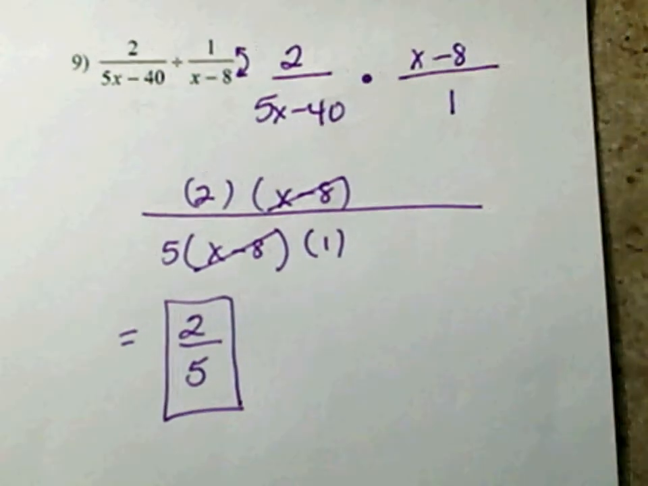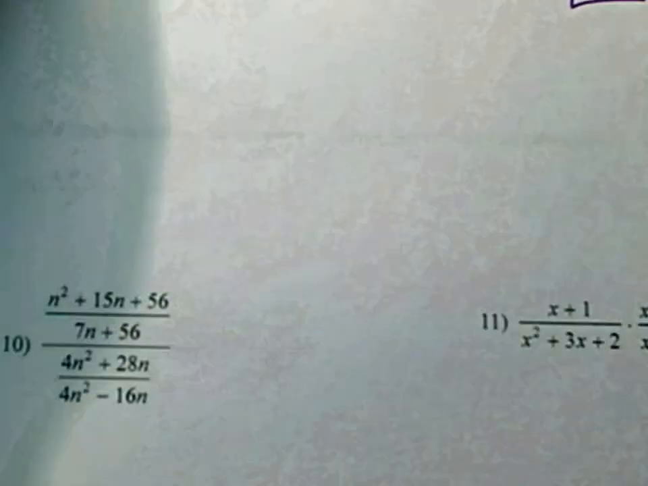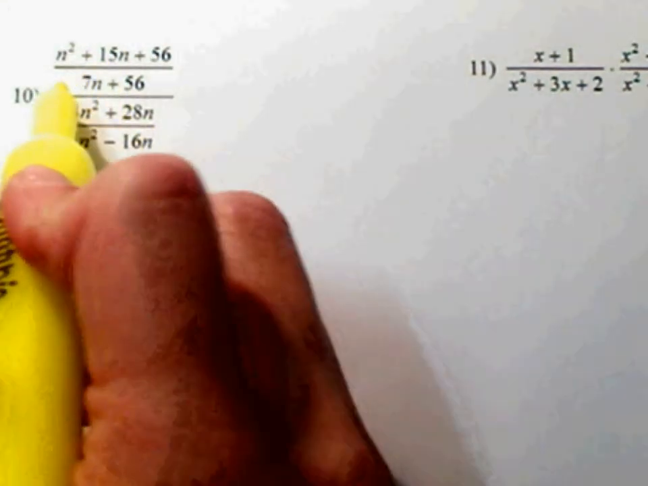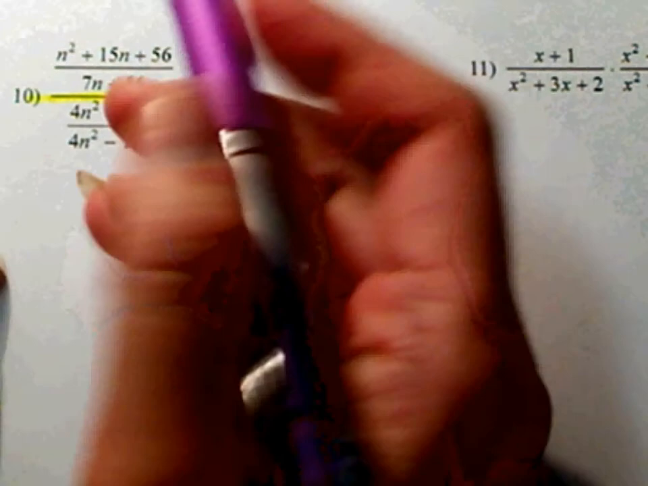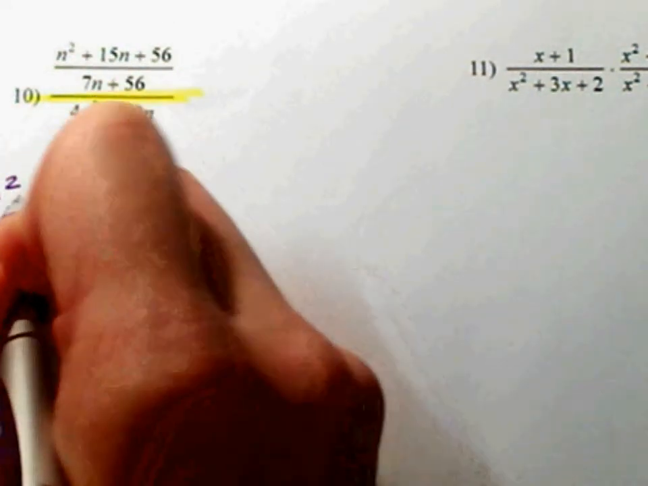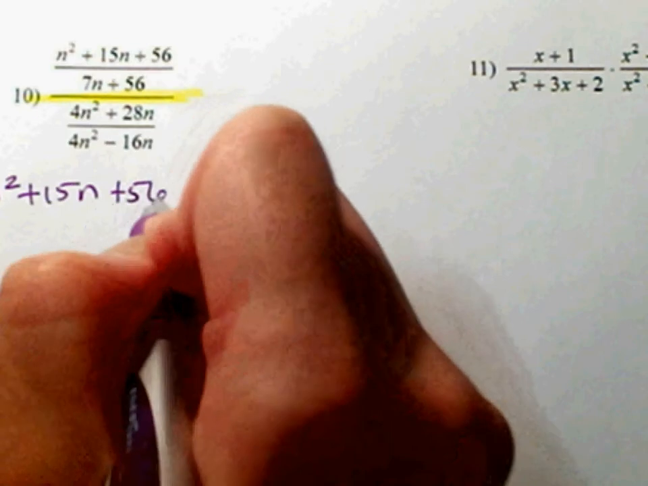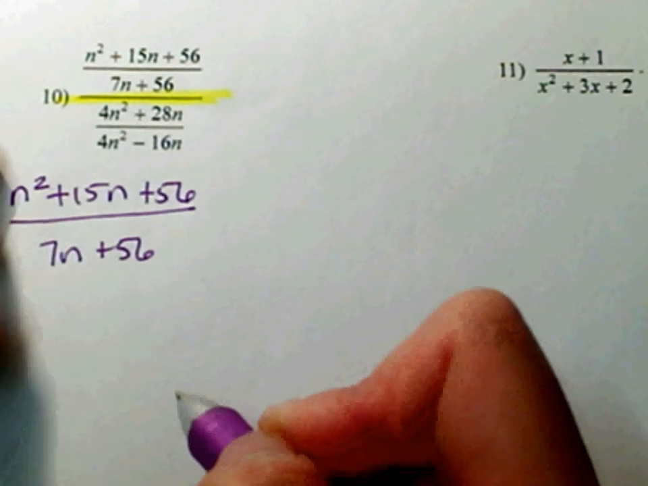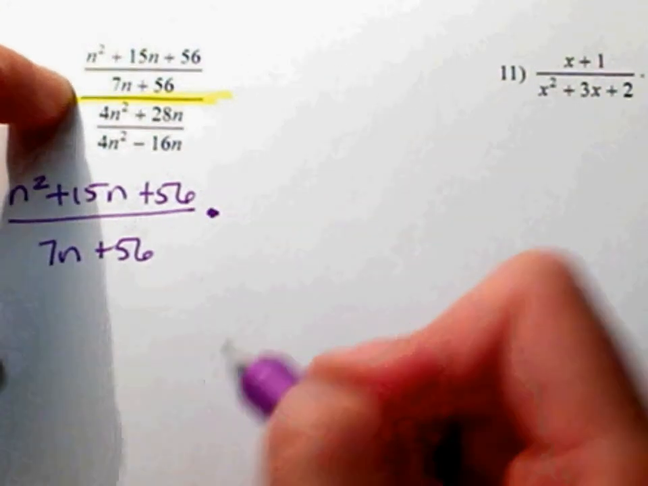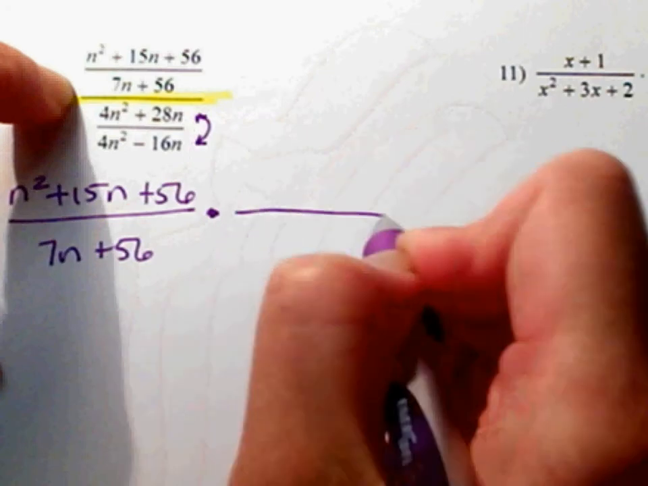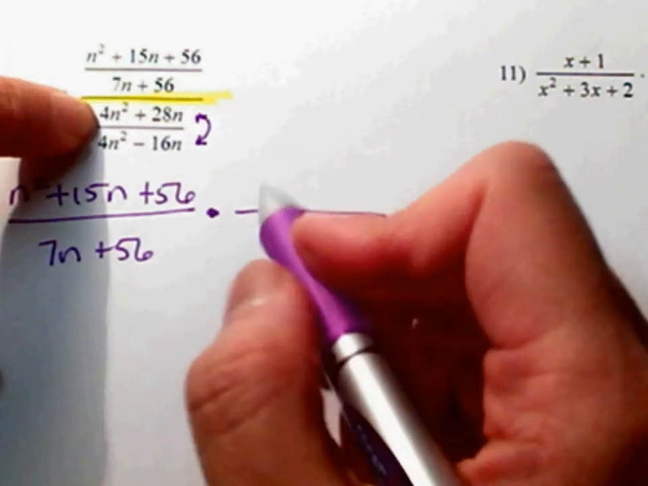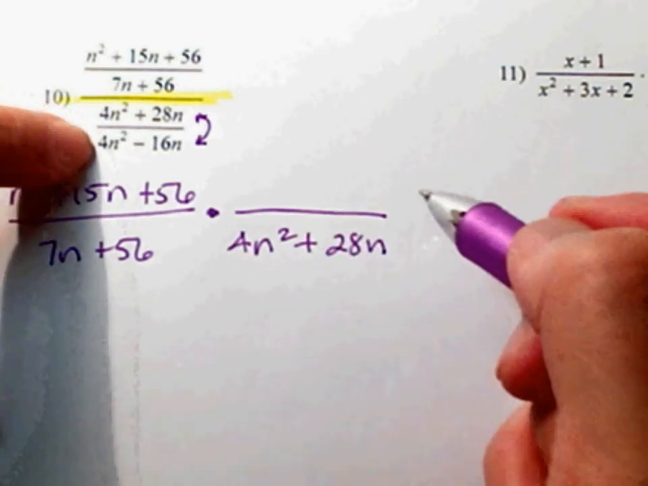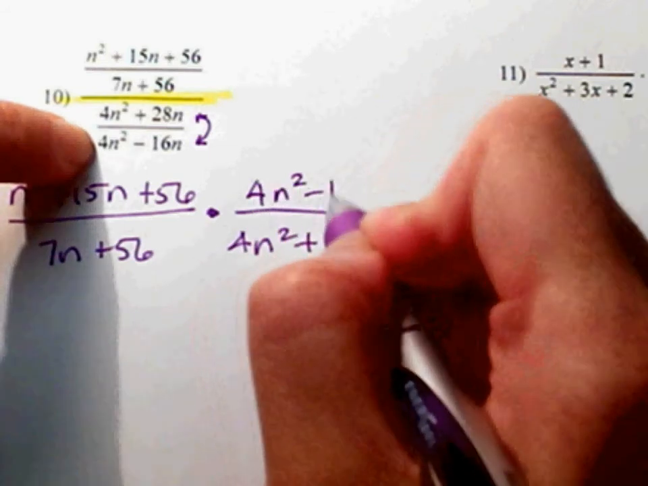Number 10. We will also be dividing. Find out where your big divisor is. That's this one right here. So I'm going to rewrite my problem. N squared plus 15n plus 56 over 7n plus 56. And since I'm dividing, I'm going to go ahead and change that to multiplication and take a reciprocal. What's in the numerator goes in the denominator. 4n squared plus 28n. What's in your denominator goes to the numerator. Okay? And you just go back and do like you did number 8.